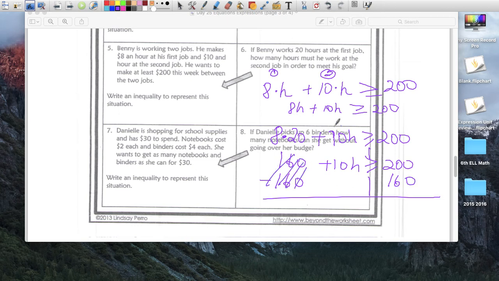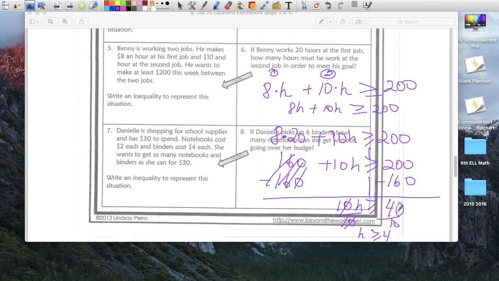These two go out because it's just 0. So I'm left over with 10h greater or equal to 200 minus 160, which is 40. Right? So now I'm going to divide both sides, because it's multiplication. 10 times h is greater or equal to 40. If I divide this by 10 and this by 10, that becomes 1. H is greater or equal to 4.